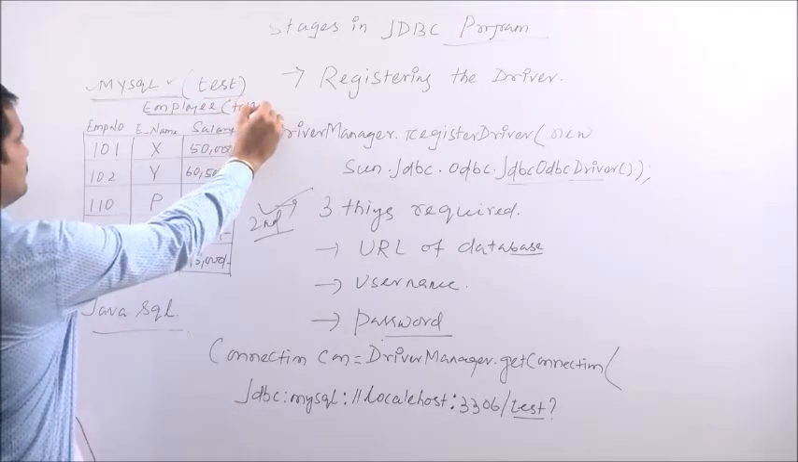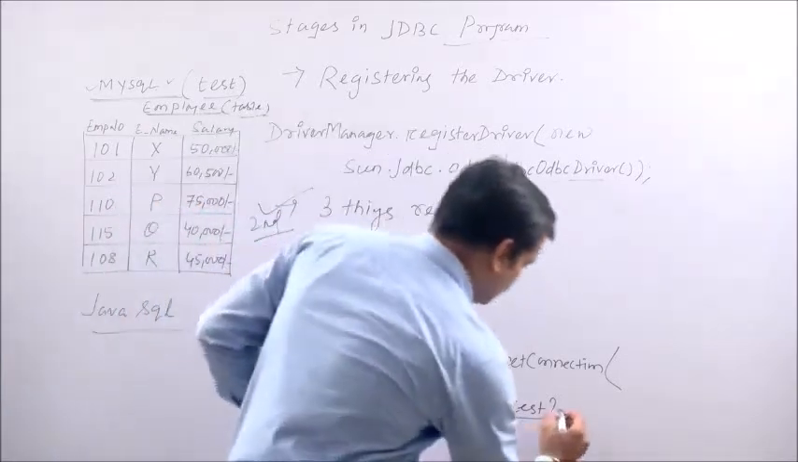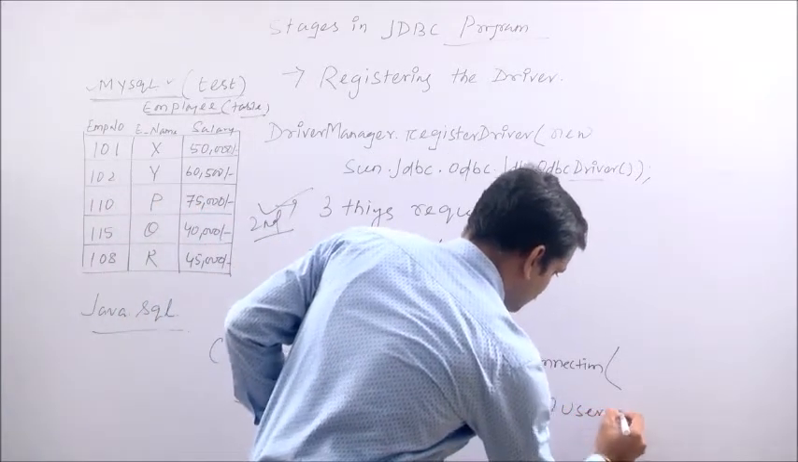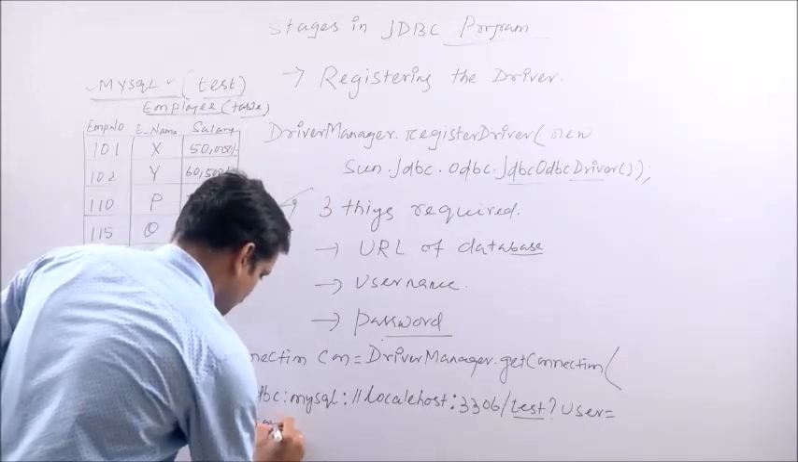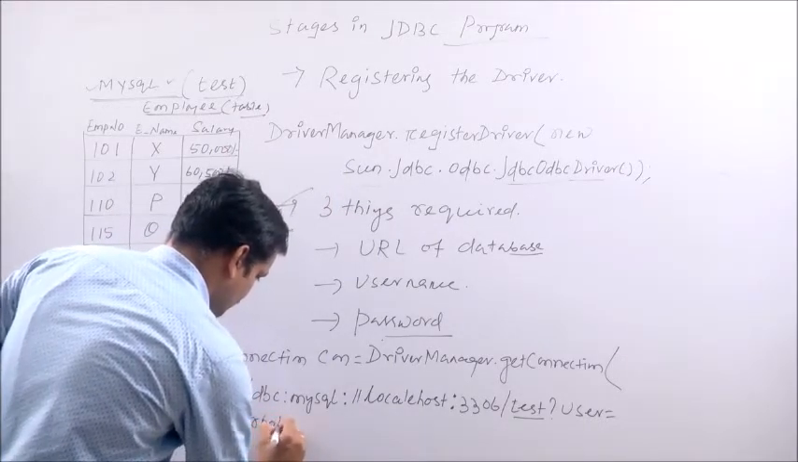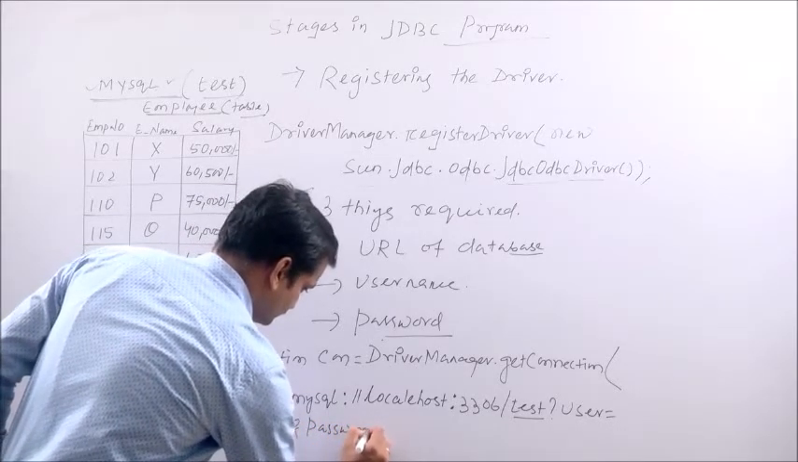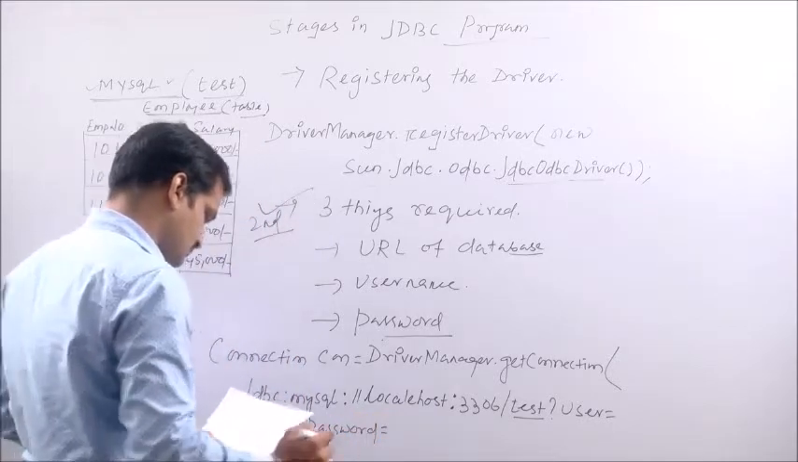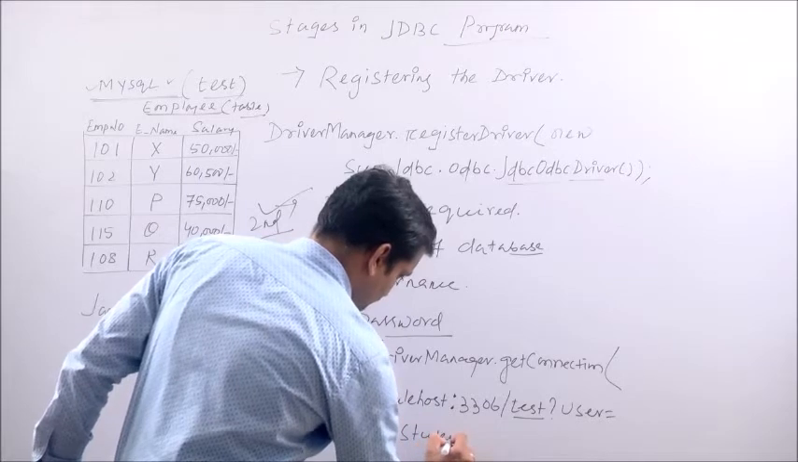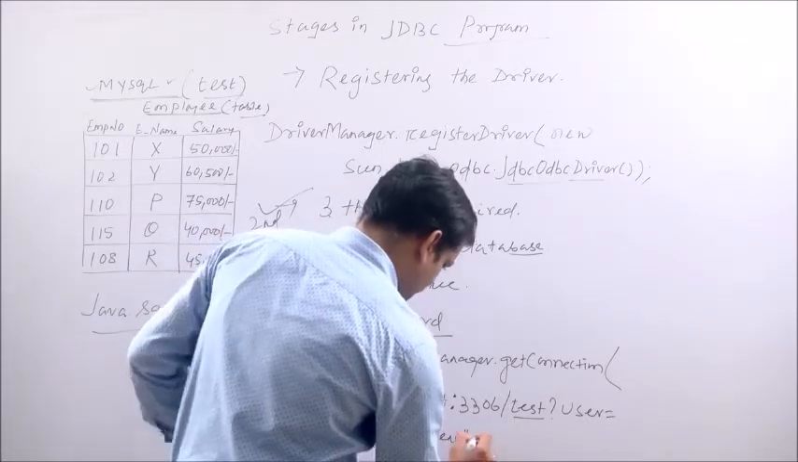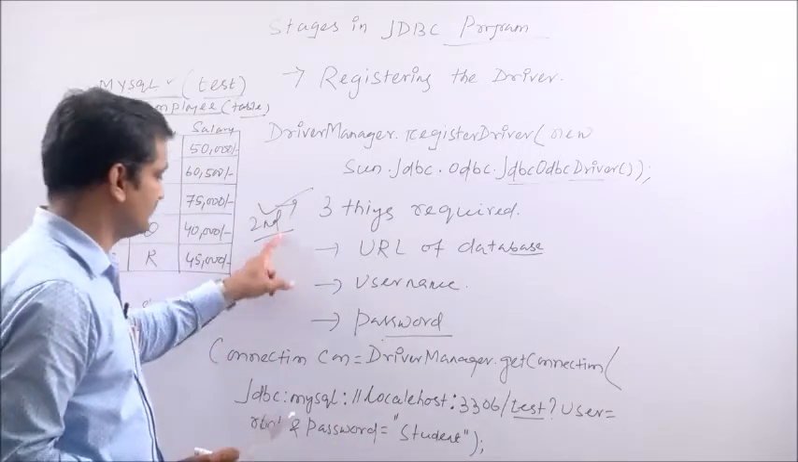I am going to use this employee table to perform some operations on it. Then you provide the username, that is user equals to the username. Suppose the username is root, user equals to username, and password equals to whatever password you have. This is how a statement looks for connecting to that database.